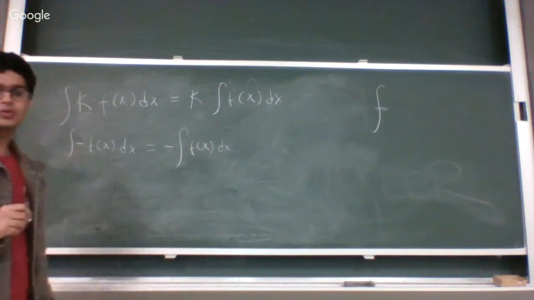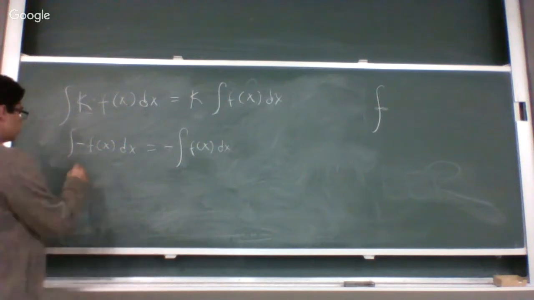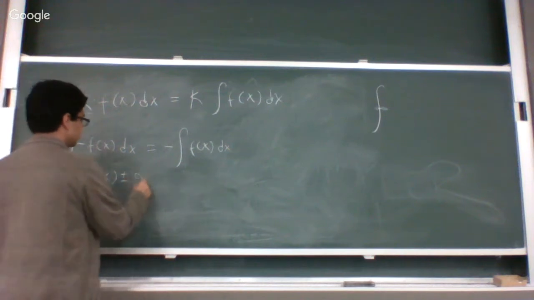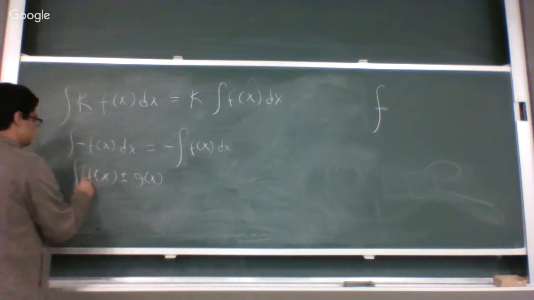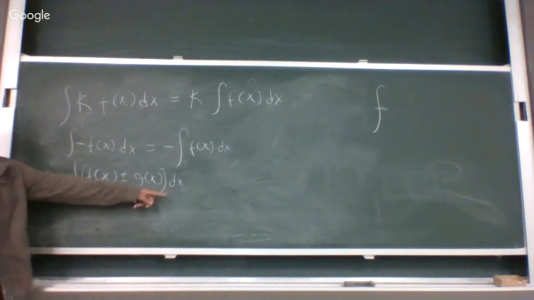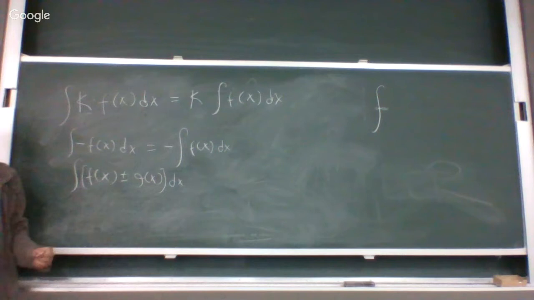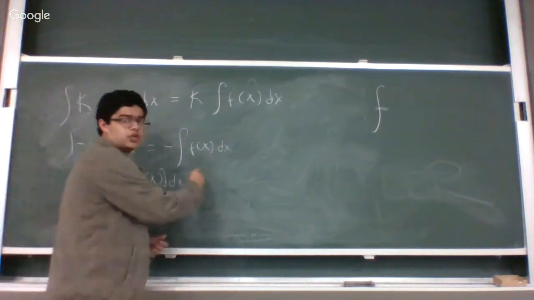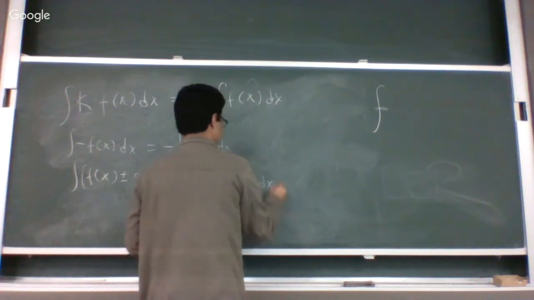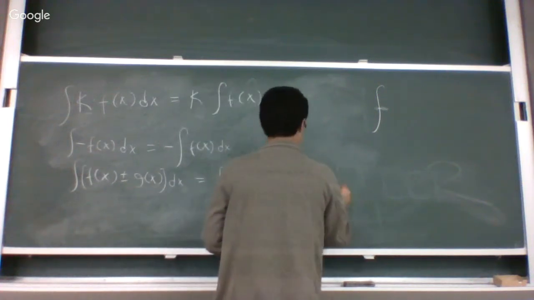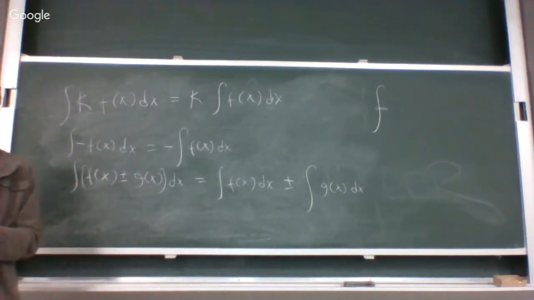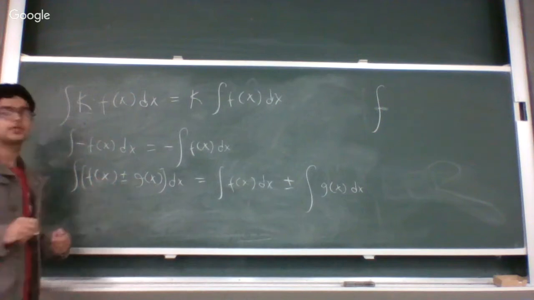There's one more rule. This is called the sum and difference rule. If you have the integral of f of x plus or minus g of x, times dx, this is equal to the integral of f of x dx plus or minus the integral of g of x dx. It's only with plus and minus, not with multiplication or division.